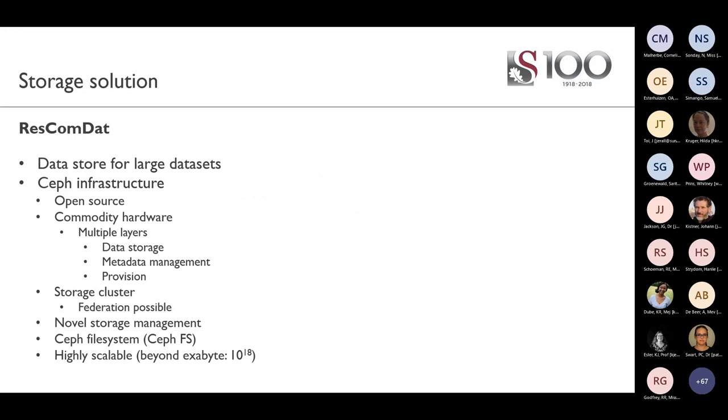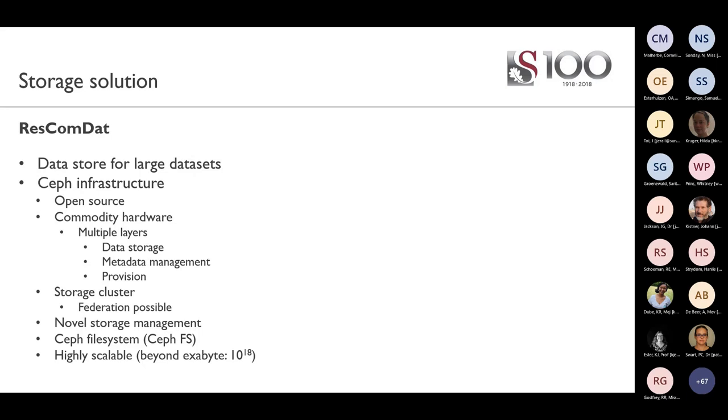So our storage solution that we're working on, together with IT, is something we call ResComDAT. I can't remember what the COM stands for right now, but Research Common Data Storage, I think, is where it came from. So this is going to be a data store for large data sets. We are using the Ceph infrastructure, and I'll explain about that a little bit more, but it's open source and it uses commodity hardware with multiple layer data storage, metadata management and provision.